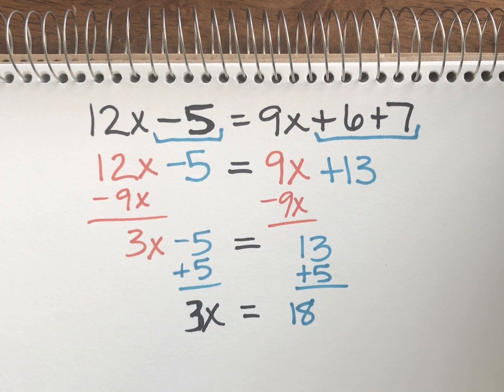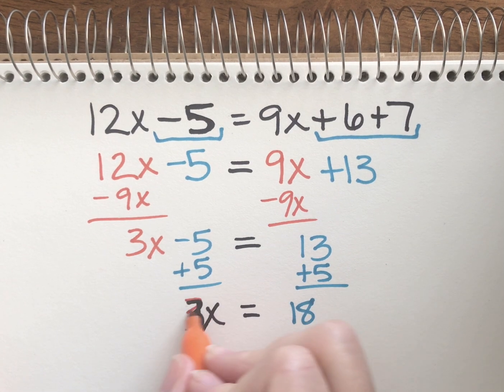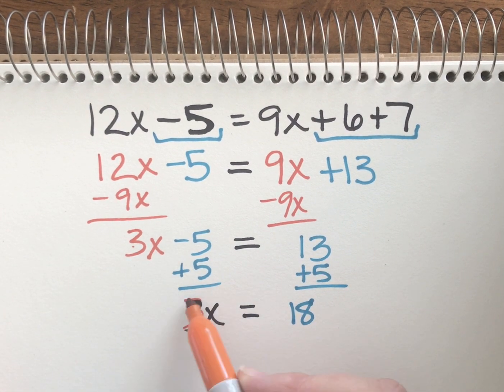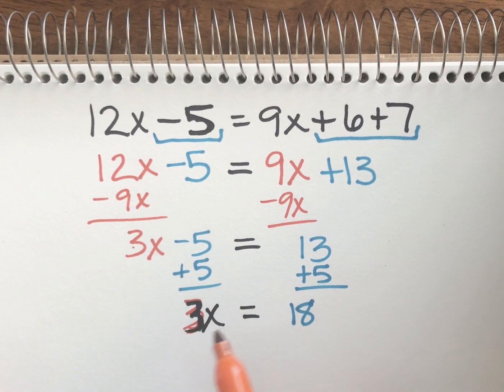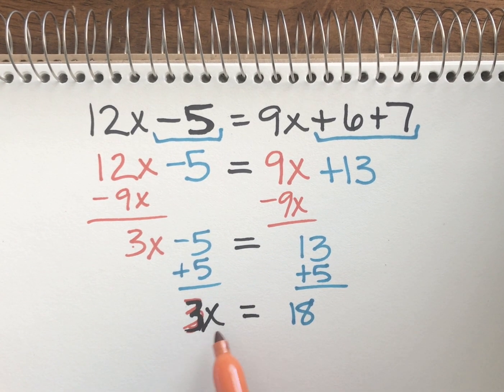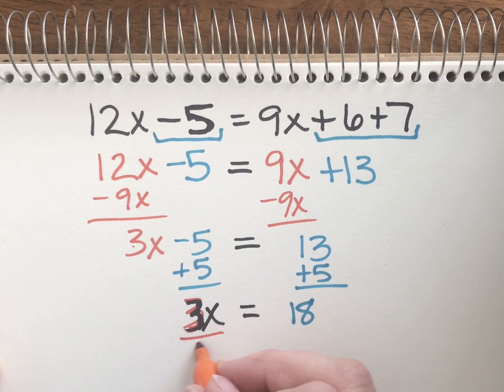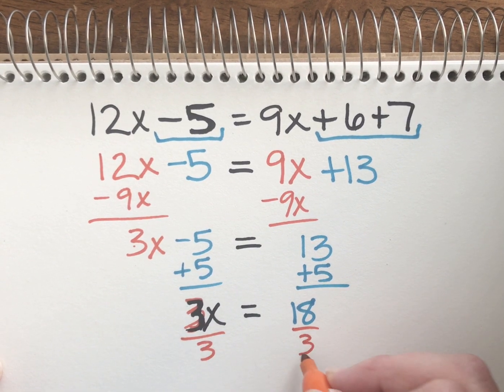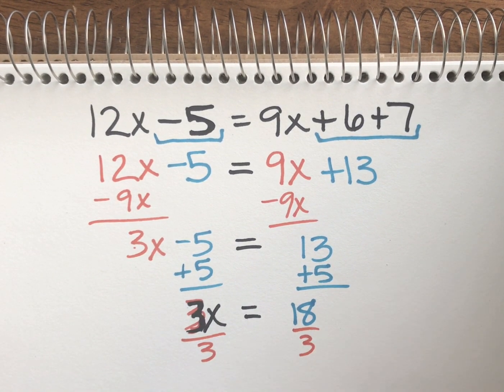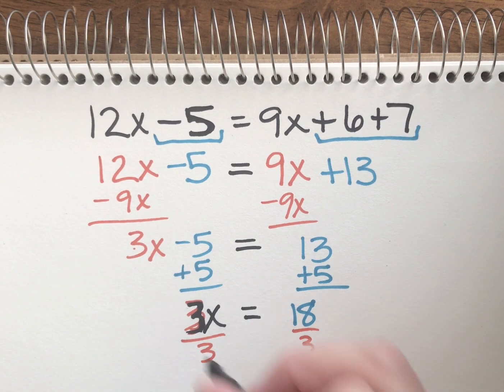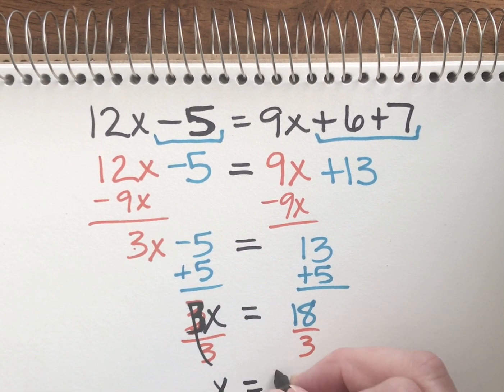In order to solve for x now, oh look, I forgot about my color coding. I'm going to get rid of this 3, and to get rid of that 3, I remember this means 3 times x, so I'm going to divide by 3, and my final answer will be x equals 6.